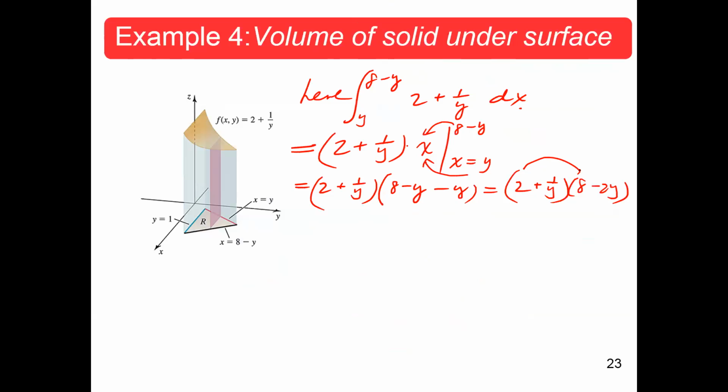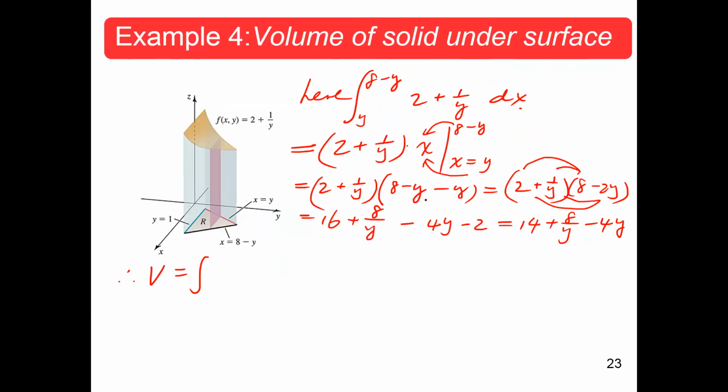So I can go ahead and distribute, let's do the following, right? So I have 16 plus 8 over y minus 4y, and then over here, I have minus 2, which eventually I get 16 minus 2, which is 14, plus 8 over y minus 4y. Is everything good? Yes. Okay, so that finishes our inner layer.